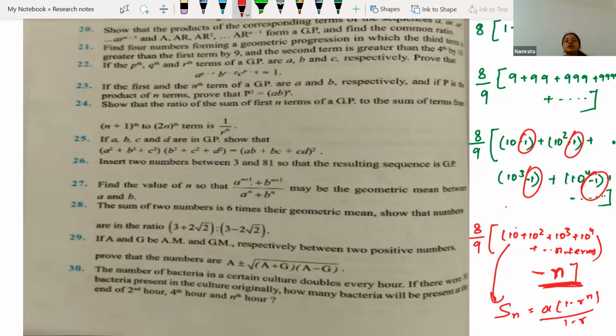This part, 8 by 9, is outside, it's totally fine. Minus n is after that, it's totally fine. We just have to do the calculation after that, and the answer definitely will be in terms of n only. Clear now? Yes, ma'am. Okay, let's move ahead.